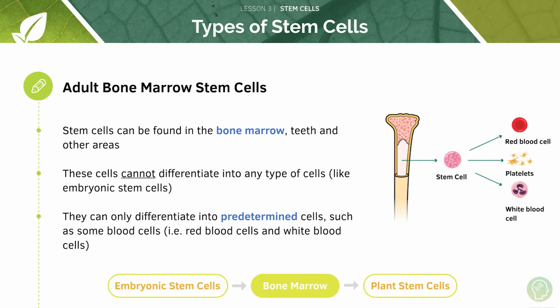So what I want you to take away from that is that if you contrast adult bone marrow stem cells to embryonic stem cells, adult stem cells can only form a select few types of cell. So they can't differentiate into any type of cell, whereas embryonic stem cells have the potential to do this. So this could mean that perhaps embryonic stem cells may be more useful in a medical setting than adult bone marrow cells, for example, unless you are in need of blood cells.